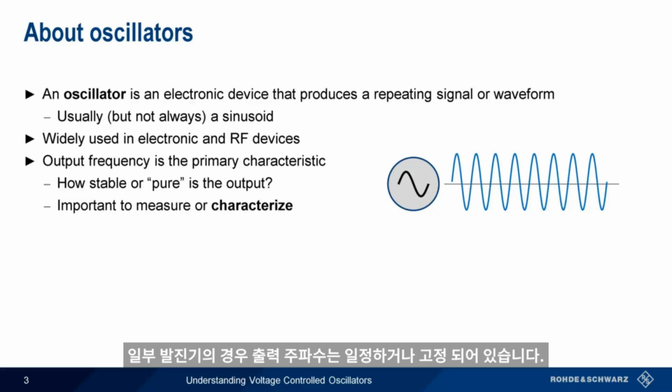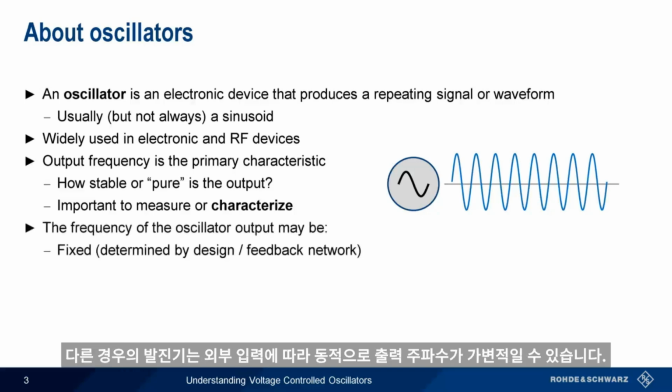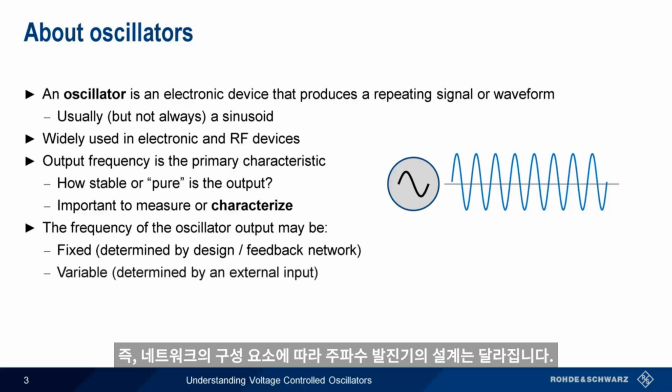For some oscillators, the output frequency is a constant or fixed value. That is, the frequency depends on the design of the oscillator, or on the components in a feedback network. In other cases, the output frequency of the oscillator may be variable. The frequency can be dynamically changed based on an external input.